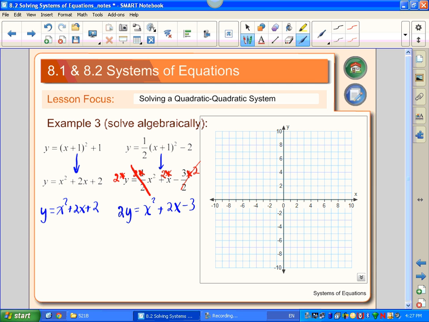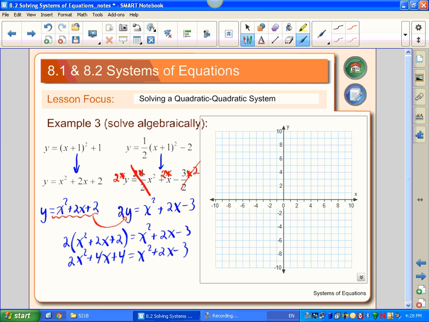And this is set up quite nicely for substitution. So I'm going to substitute this value of y into this y. So this would, and I'm going to need a little more room here. So 2 times x squared plus 2x plus 2 is equal to x squared plus 2x minus 3. So I have 2x squared plus 4x plus 4 is equal to x squared plus 2x minus 3. And I get x squared, and I have 4x, add 2x, I have 4, add 7, is equal to 0. And I can't factor that, so I might have to do a little bit more work with that.